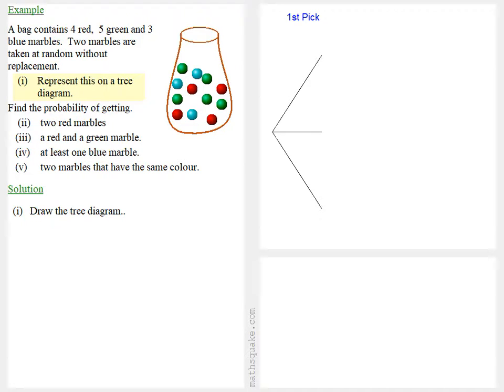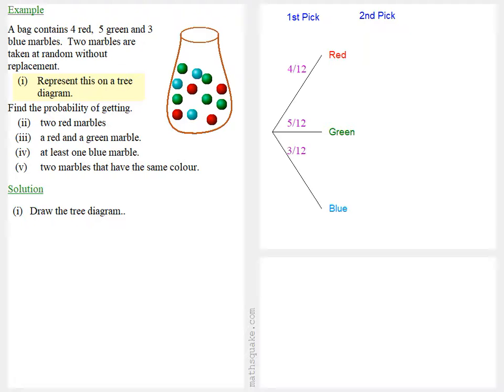Now on the first pick, there are 3 options: a red, a green or a blue marble. Altogether, there are 12 marbles. Now there are 4 red marbles, so the probability of picking a red marble is 4 out of 12. The probability of picking a green marble is 5 out of 12, and the probability of picking a blue is 3 out of 12.